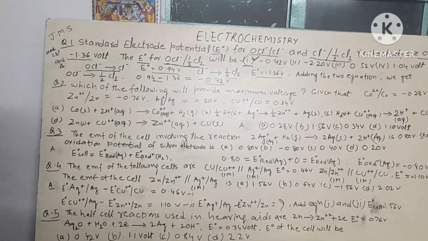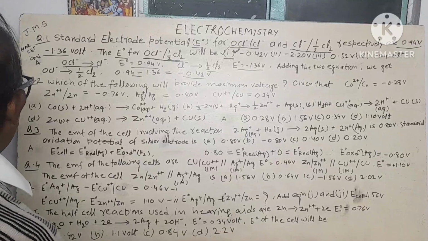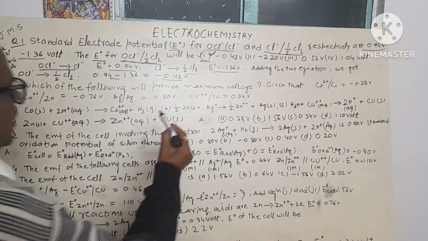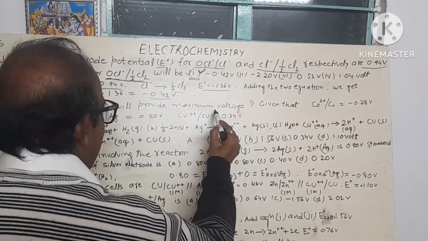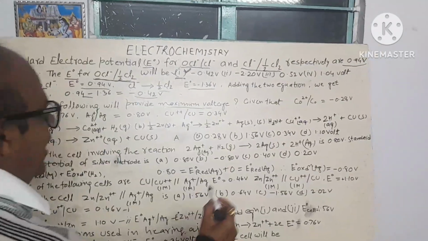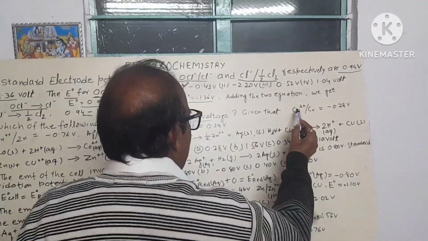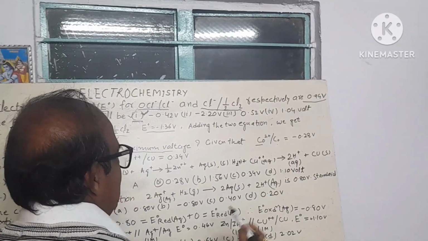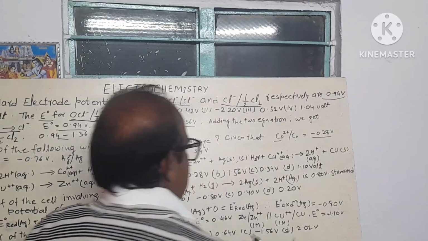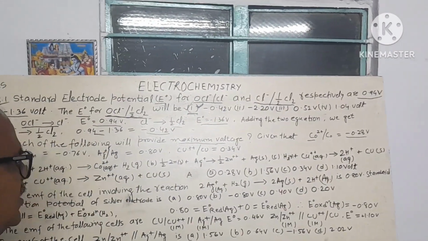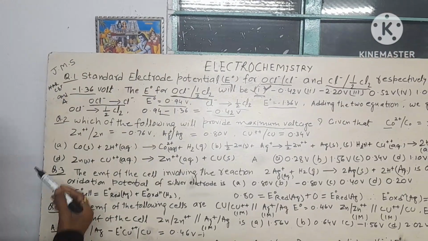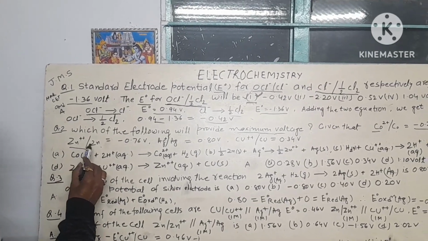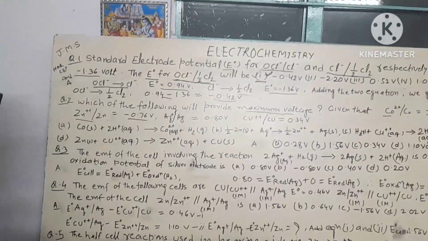Now, the second question I am telling you. Which of the following will provide maximum voltage? Given: cobalt ion is converted to cobalt, one electrode. Its potential is minus 0.28 volt. It is given. Second, also given: zinc ion to zinc. Its potential is minus 0.6 volt.